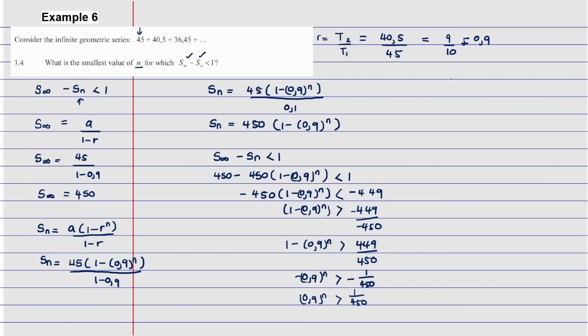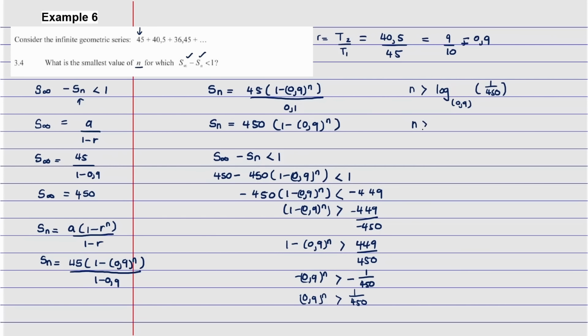Then what we're going to do is take the log version of it. Since the inequality is eating the n, it's going to be n is greater than log. What is our base? Our base is 0.9. So log base 0.9, then the other side is 1 over 450, right? Pass that into the calculator.